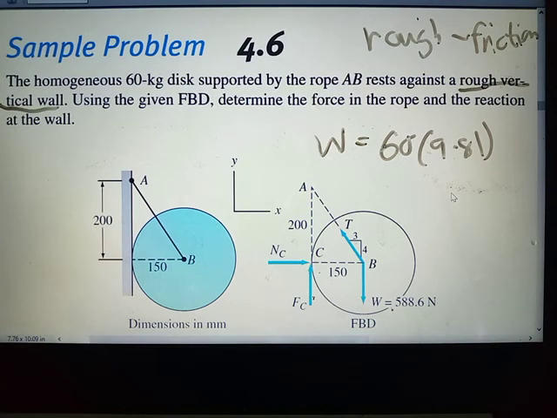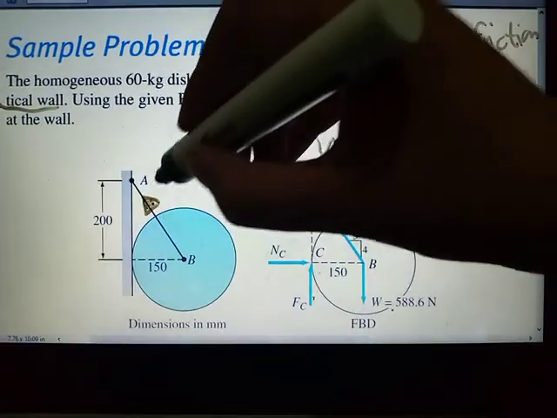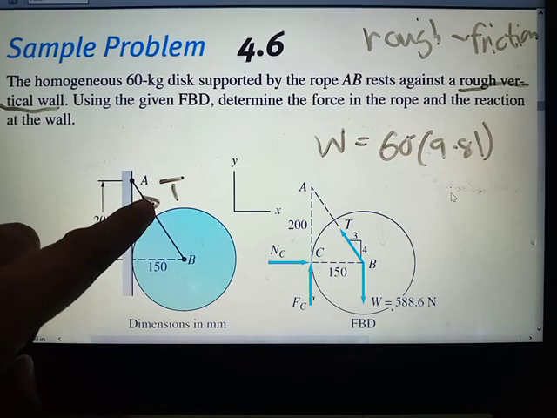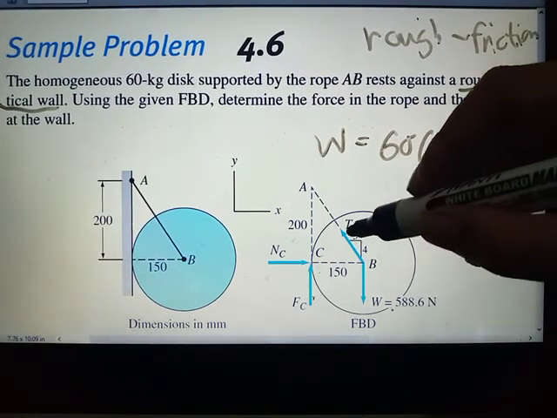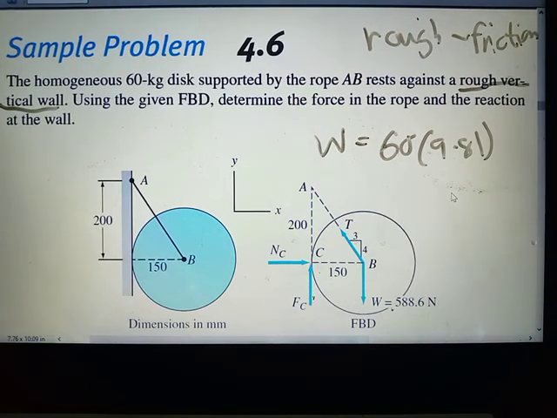And then we have another free body diagram for the rope. The rope is similar to the cable, so it has a tension force that is acting away from the body. So that is how we do those things. That is your free body diagram.